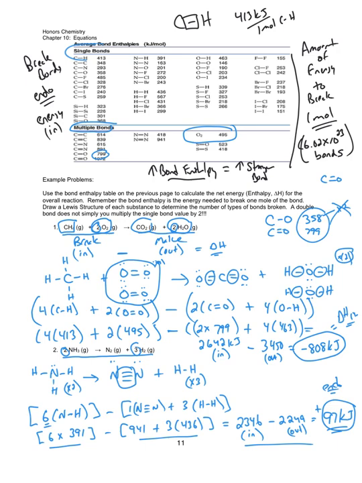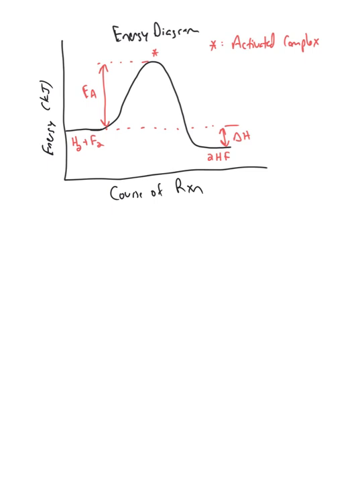Okay, let's turn to the last lecture. We talked about energy diagrams. In an energy diagram, the reaction starts off with the energy content of the reactants. Then it goes up. It always goes up first, and this is called the activation energy. EA is called activation energy.